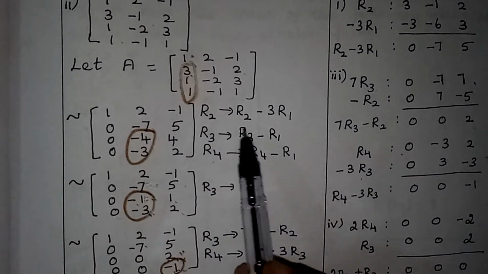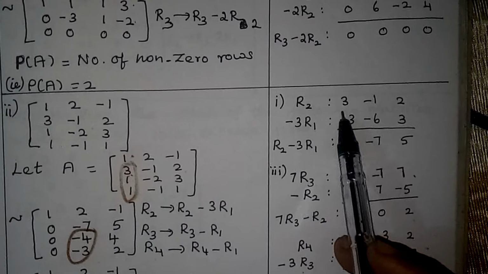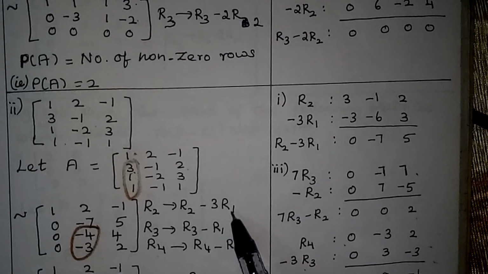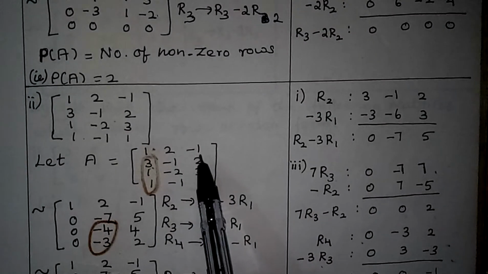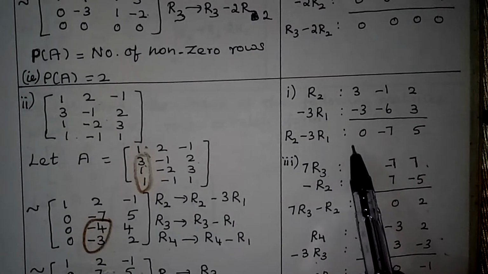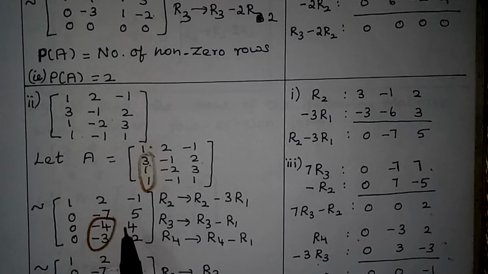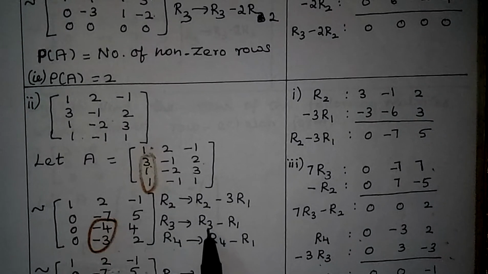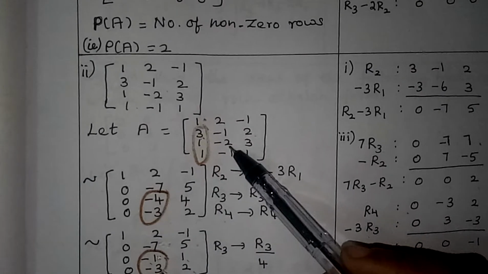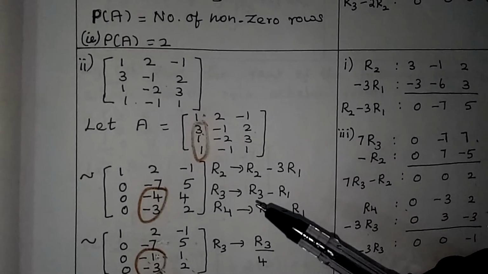So when you do these calculations, R2 is R2 minus 3 times R1. You see here, first you write the second row. The second row is this: 3, minus 1, 2, isn't it? Then we need minus 3 times R1. So multiply the first row by minus 3. It is minus 3, minus 6, 3. Next you add both. It is 0, minus 7, 5. That you will have in the second row. Then we have to find the third row. It is R3 minus R1. That directly you can do, isn't it? 1 minus 1, it is 0. Minus 2 minus 2, minus 4. 3 minus of minus 1, plus 1, it is 4. Now the last row.